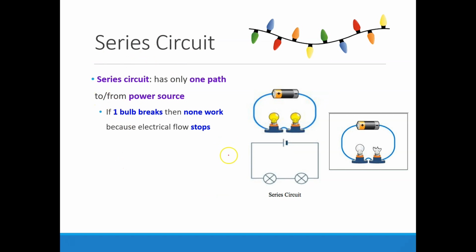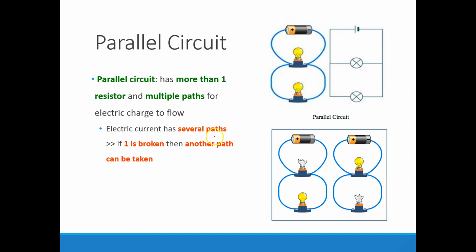So remember, a series circuit means that there's only one path. So in order to get from the power back to the power, you have to go through both bulbs, for example, or all of the bulbs. This means that if one bulb actually breaks, then the entire circuit is broken. There's literally a break here, and so it will no longer work, and the other light bulb also goes out. So again, if we break one light in series, then the other one also goes out because the electrical flow stops. A parallel circuit, on the other hand, has more than one path.